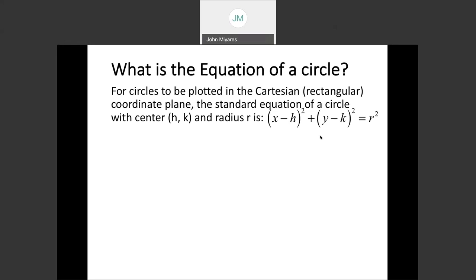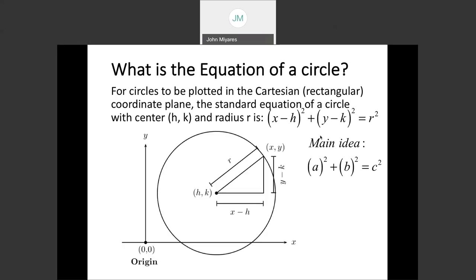So, clarifying, the values of x and y here represent the coordinates of any point on the circle itself. h and k are the coordinates of the center, and r is the radius. The main idea behind this equation is that we're looking at the distance formula, or more similarly, the Pythagorean theorem, and computing the distance between the arbitrary point (x, y) and the fixed center point (h, k).